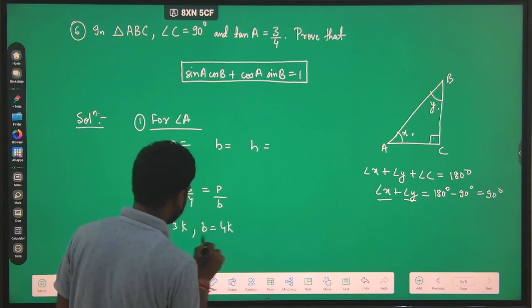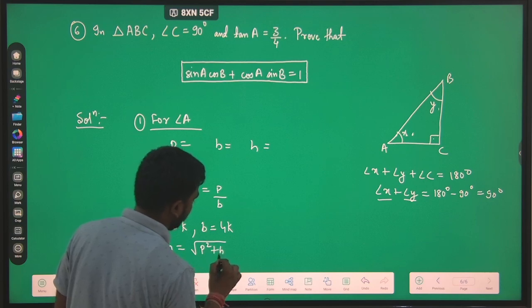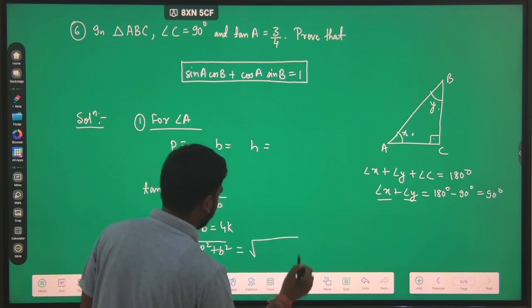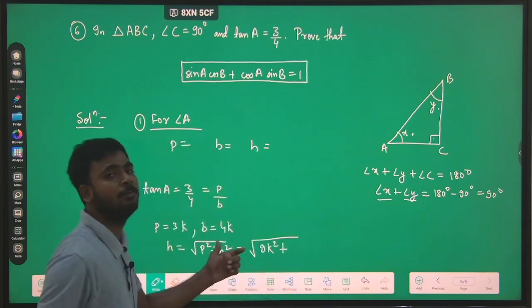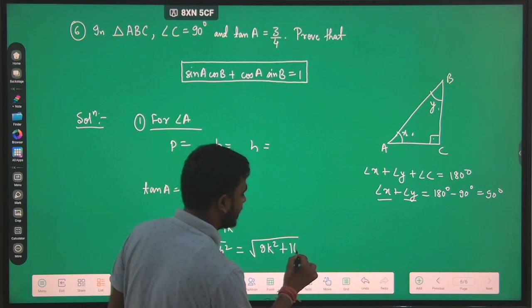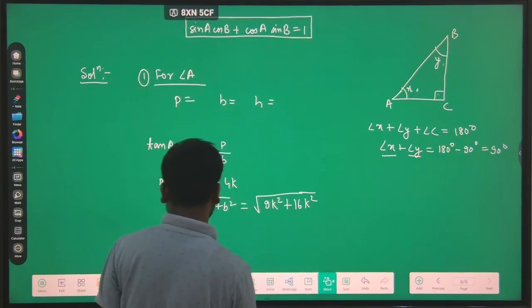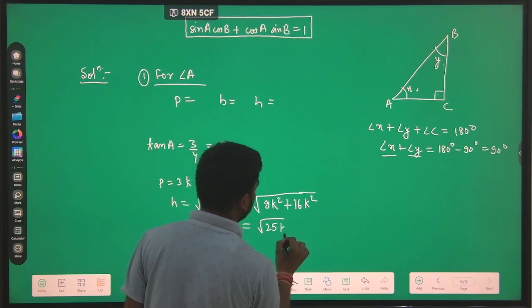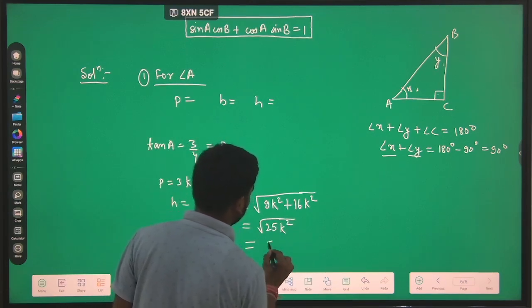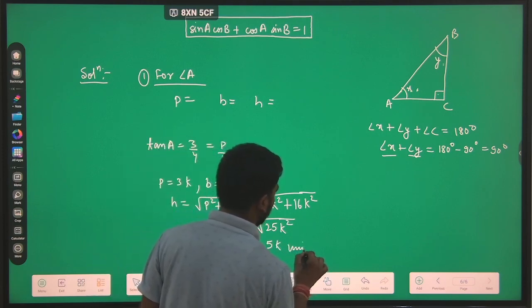So our h will be root over p square plus b square by Pythagoras theorem. So it will be 3k to the power 2, that means 9k square, plus 4k to the power 2, that means 16k square. Okay, it will be equal to root over 25k square, and it will be equal to 5k. So it is 5k units.